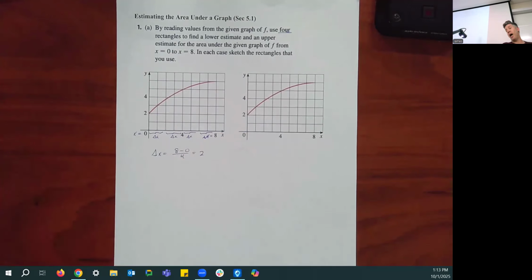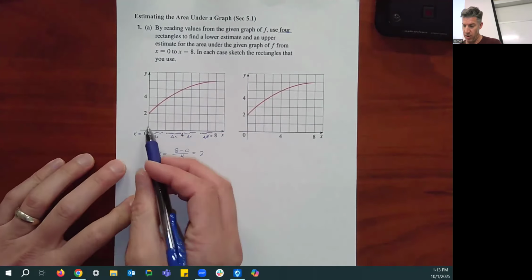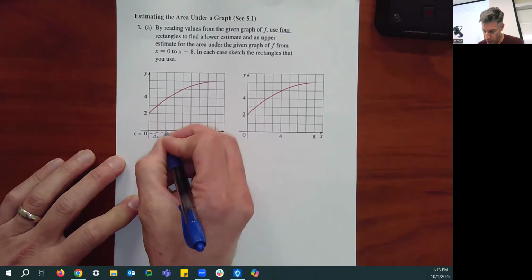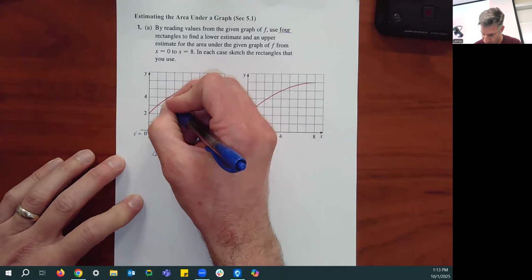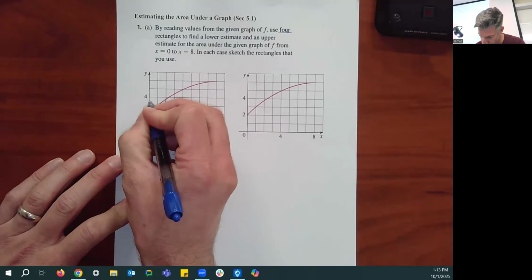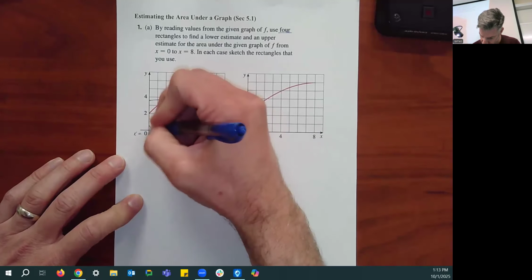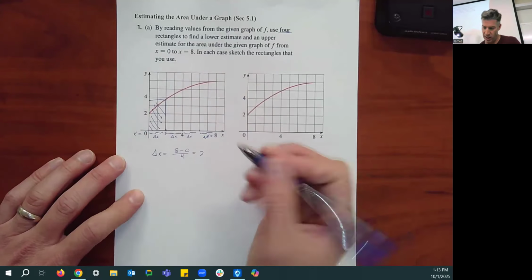Since this function happens to be increasing, we know that the right endpoint is going to give us the overestimate, or the upper estimate. So if we're finding the upper estimate, we're going to use the endpoints of 2 and 4 and 6 and 8 to draw a rectangle. So here's my first rectangle. There's the area underneath it. I don't really need to shade in the area.